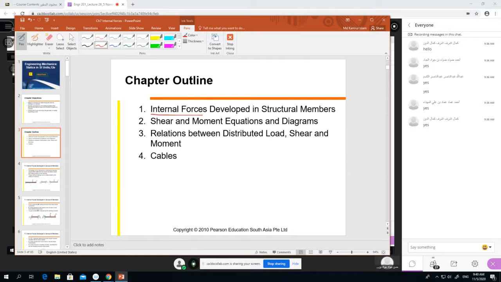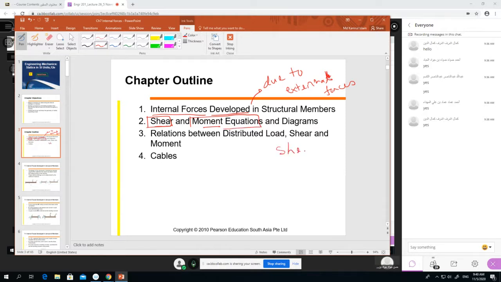In this chapter, internal forces develop due to what? Due to external forces, right? Due to external forces, what internal forces develop? Shear and moment. Something new. I think you didn't hear this before. Did you hear it? Shear and moment.